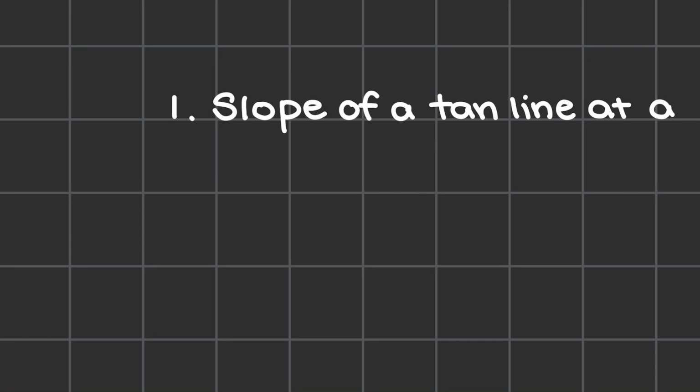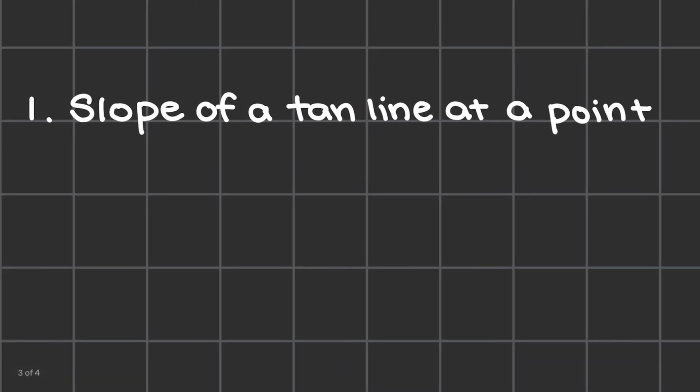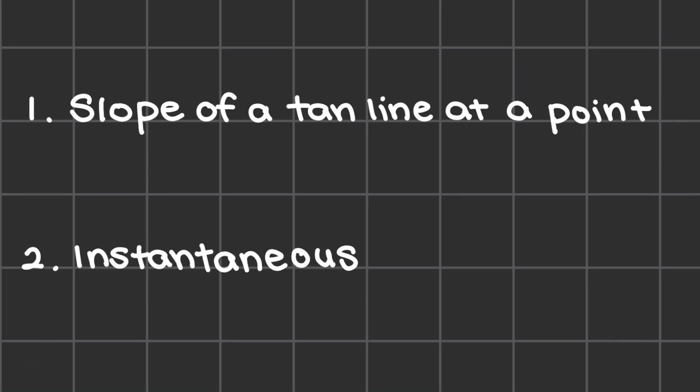So then let's take a look at what these mean in word form. So first, the first definition of derivatives is the slope of a tangent line at a point. And the second definition of derivatives is more simple: the instantaneous rate of change. Both of these definitions work, but it's better explained through the first option.